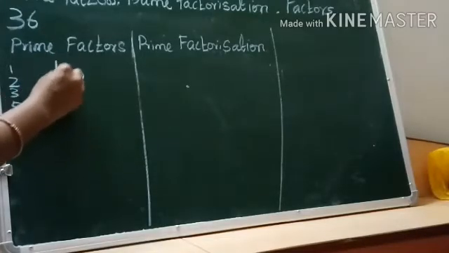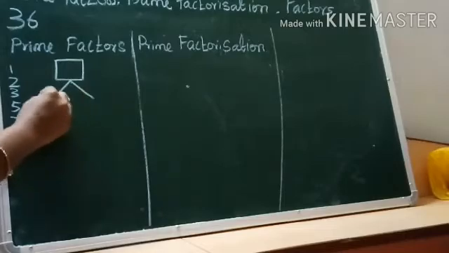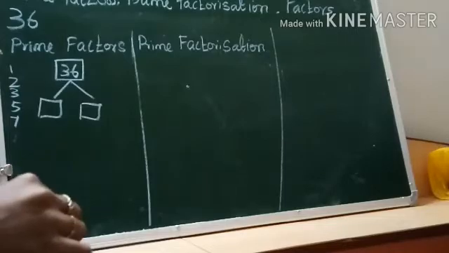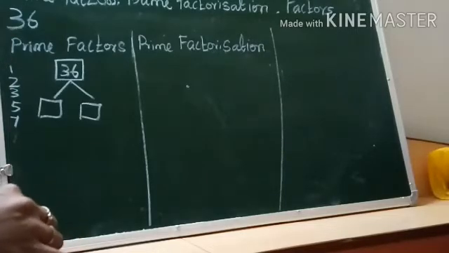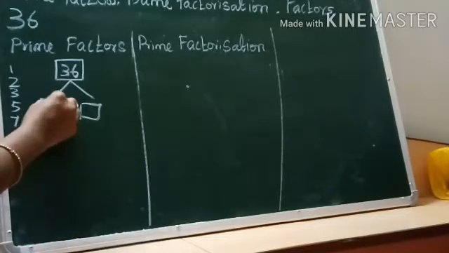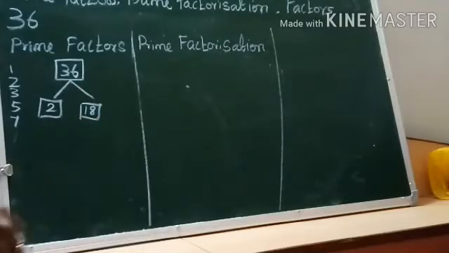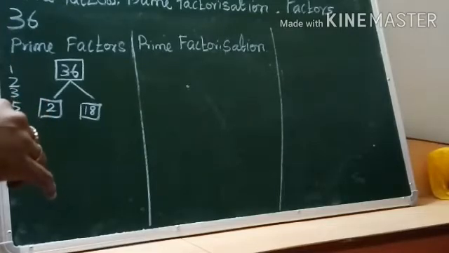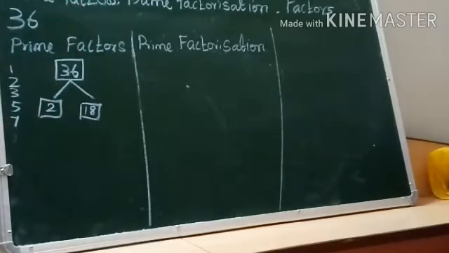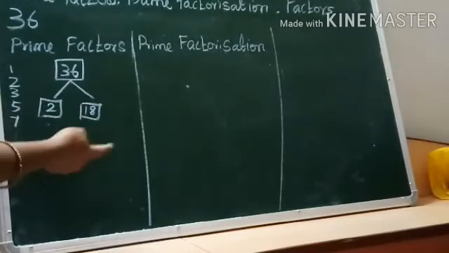So now we are going to draw the factor tree, right? 36. Which table easily divides 36? 2 table or 3 table, whichever table we can take. 2 18s are 36 or 3 12s are 36. Whichever table you take, finally we get the same answer. But the table must divide 36. So look at this. This is 2. 2 is a prime number.